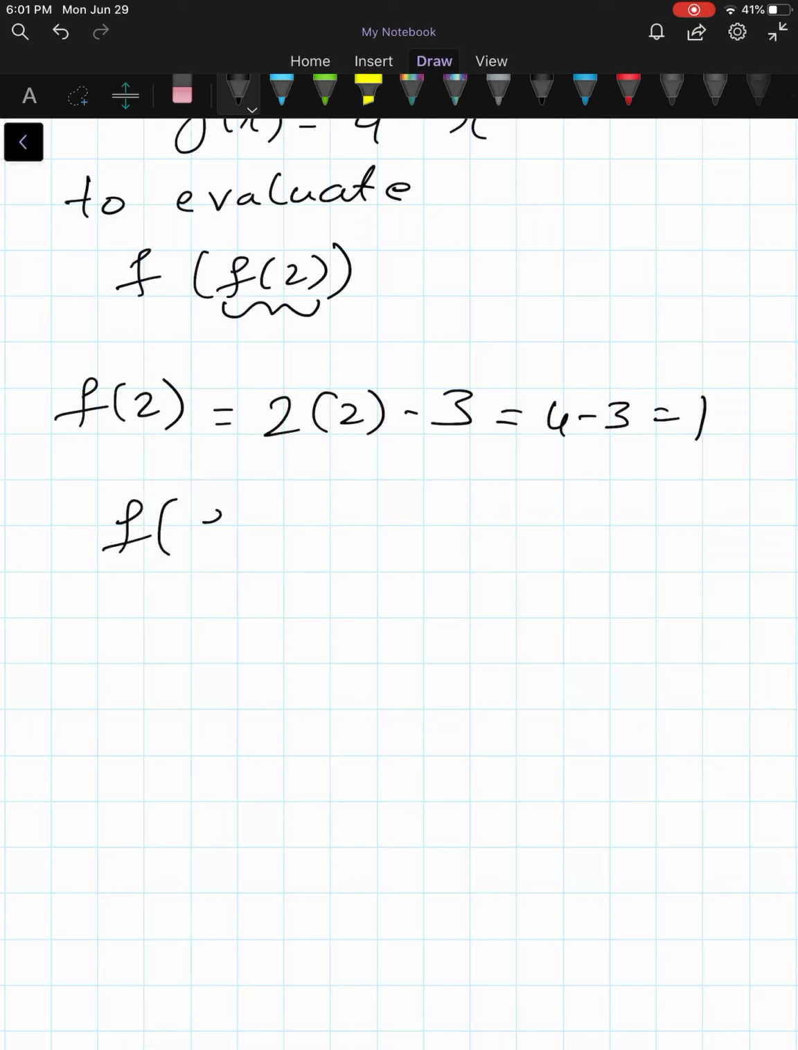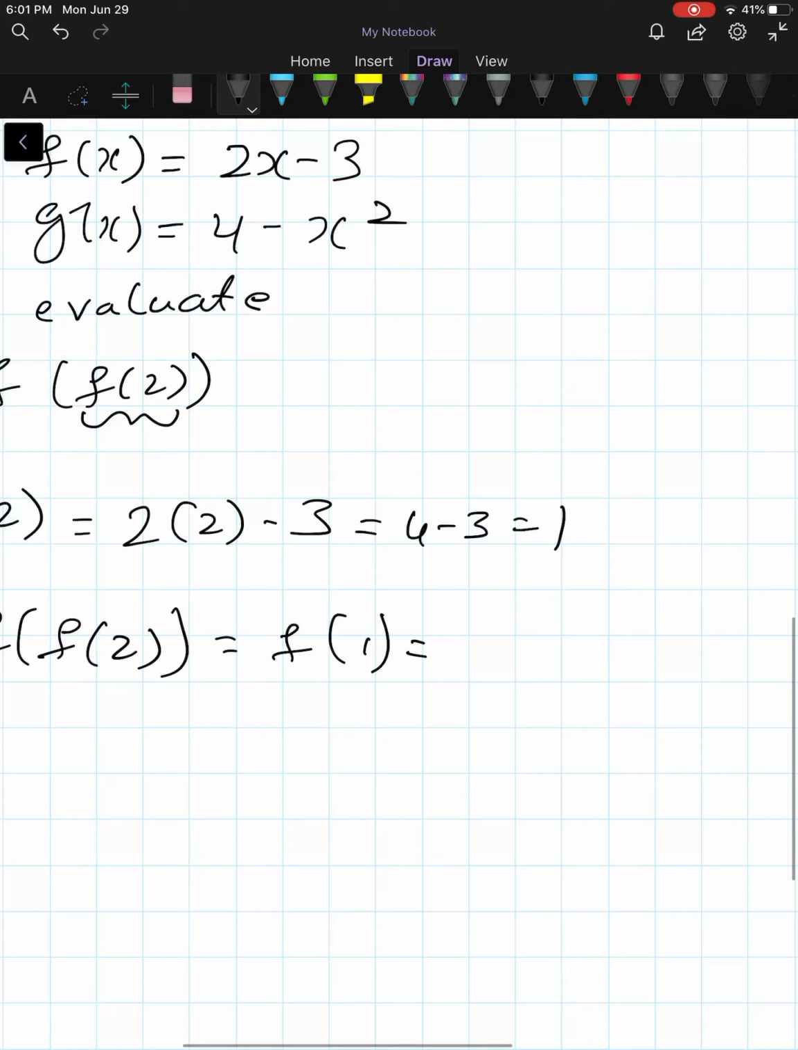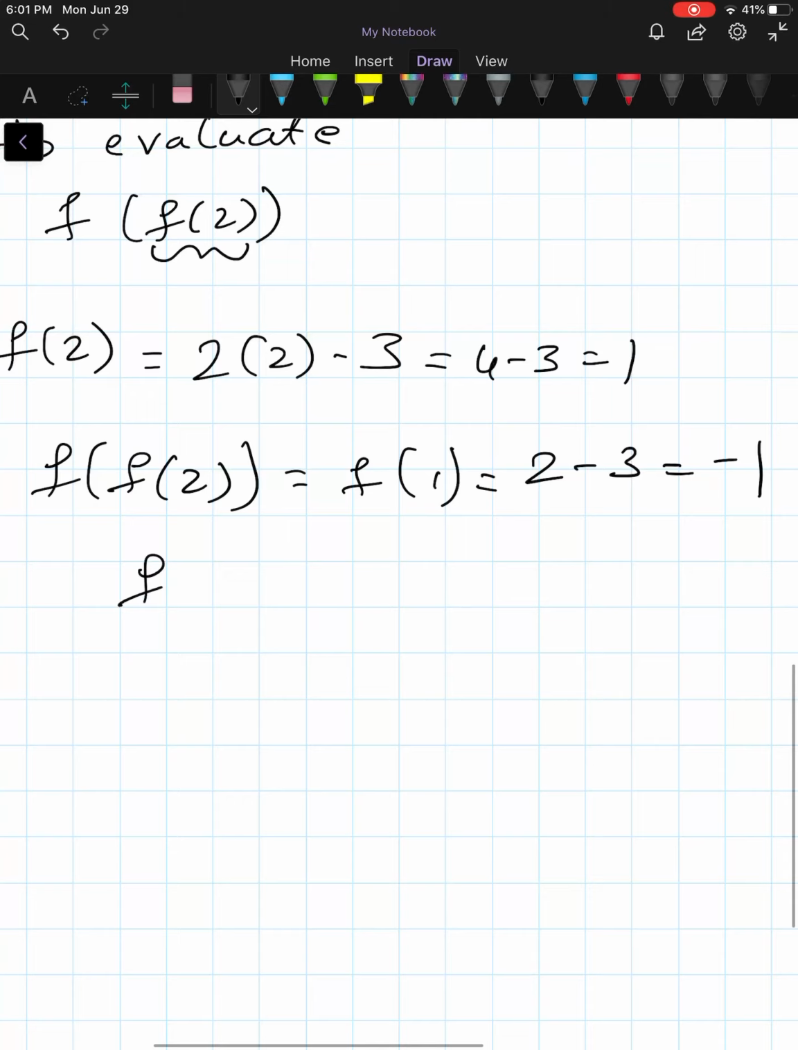So f of f of 2 is nothing but f of 1. Correct? So now wherever there is x in the f function, substitute 1. So you get 2 minus 3, that is negative 1. So f of f of 2 is negative 1.